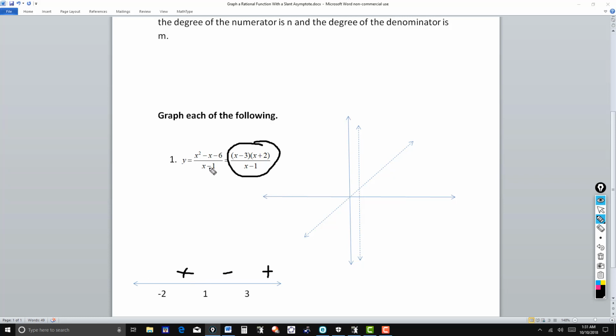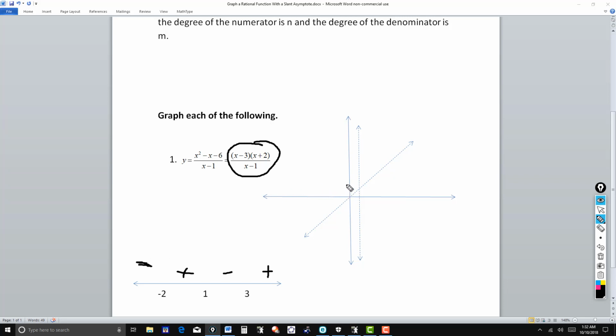To the left of negative 2, let's pick a negative 3. So put a negative 3 here. This factor will be negative. Here, x minus 3. Negative 3 plus 2, that'll be negative. Okay. Got a negative times a negative on top. That's positive. And then a negative 3 there. That'll make this negative. Positive divided by a negative is negative. So in here it's negative.